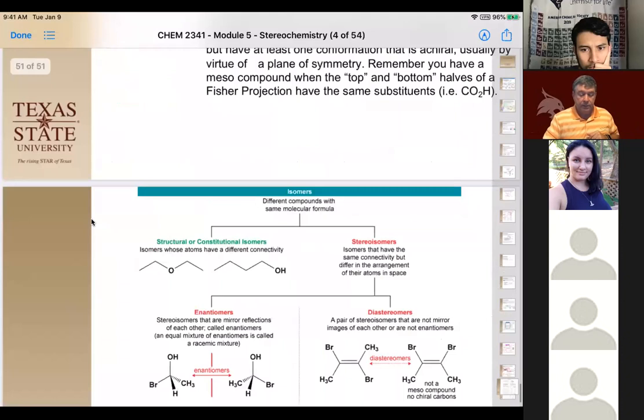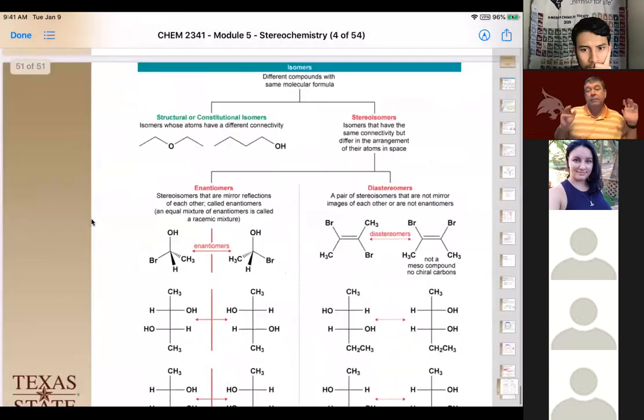So this is just the review we started with as well. This is a visual representation of what I started with. The structural or constitutional isomers can have different functional groups. Stereoisomers are identical except for their place in space. And we have them both with chiral compounds and with compounds that are rigid in place. And then we can have multiple possibilities with our adding a second, third, or fourth chiral center.